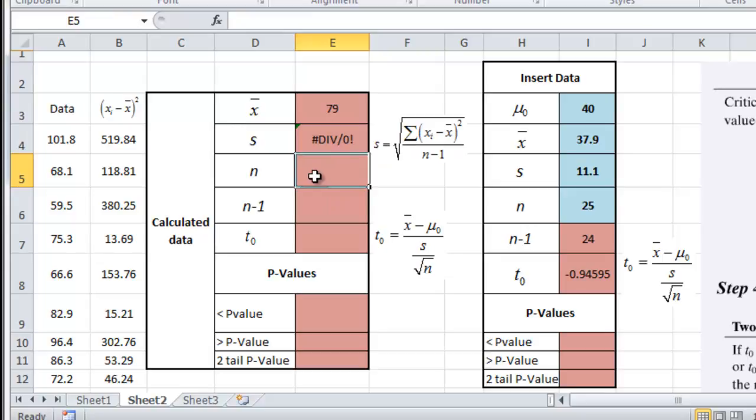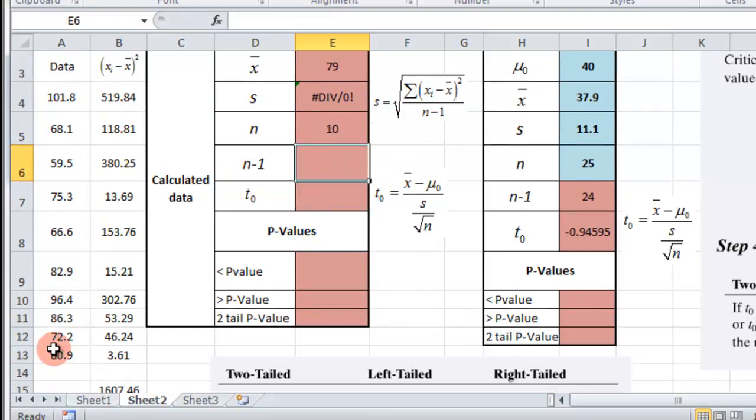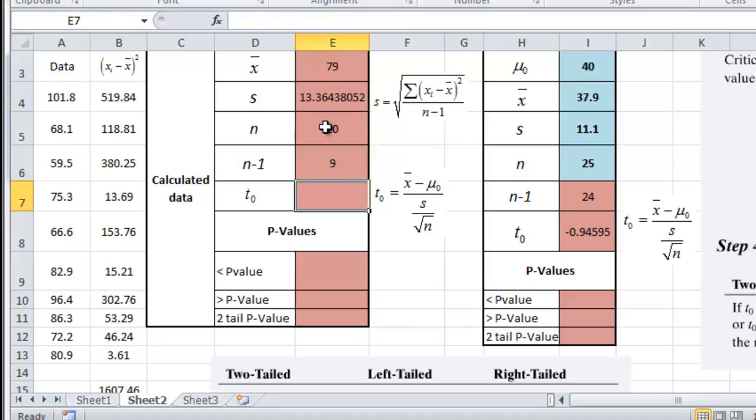Let's do this equal to count, so it will count them for me from here to here. So that'll be automatic, and then we'll take this one. You can just type in 9 if you want, but I always like to have it automated, so I'm going to do equals this box minus 1. Okay, then this updated for me.